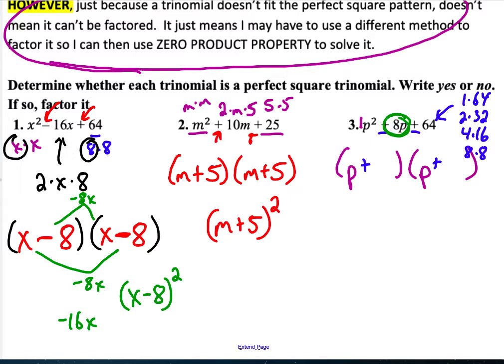Okay. So this one is actually going to be prime. It didn't fit my perfect square pattern. It also doesn't fit any other tactic that I have, so this one can't be factored with our whole numbers right now.